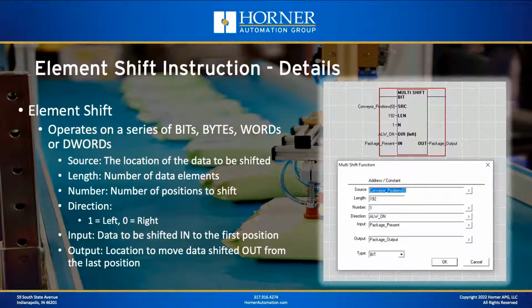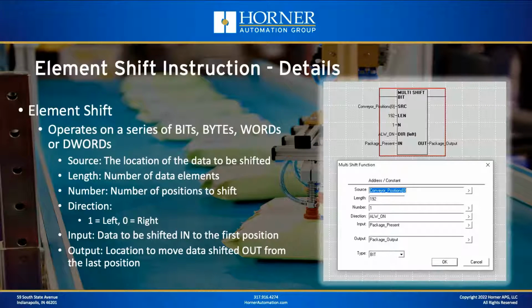And typically, that is going to be a variable that is an array. So a variable-based array, typically, of the appropriate type. If you've got a shift register of bits, then it's going to be a variable-based array of bits. If you are shifting around words, it's a variable-based array of words. So the source is the location of the data to be shifted, most typically a variable-based array.